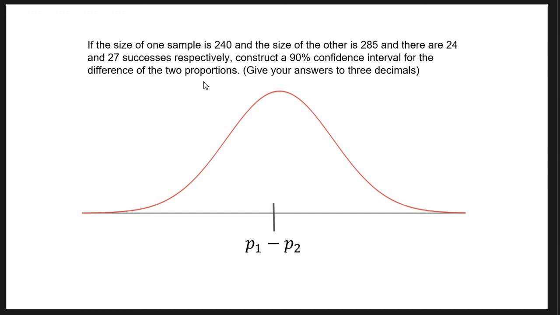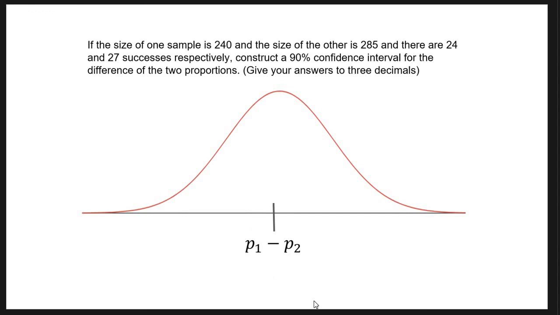Or actually, we're creating a 90% confidence interval for the difference in the population proportion, but we're going to use the point estimate of the difference of the two sample proportions. Since we're trying to create an estimate of P1 minus P2, the parameter that we're trying to estimate is P1 minus P2. The statistic that we're going to use to estimate that is P1 hat minus P2 hat.